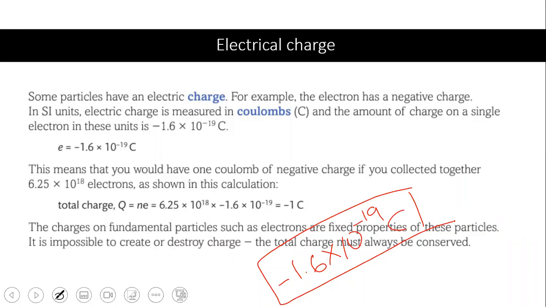So an electron would have minus 1.6 into 10 raised to power negative 19, and a proton would have positive 1.6 into 10 raised to power negative 19.